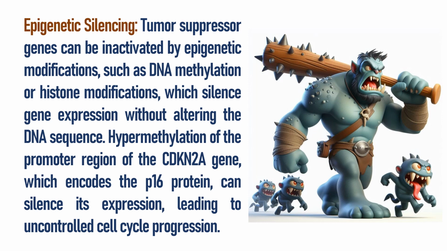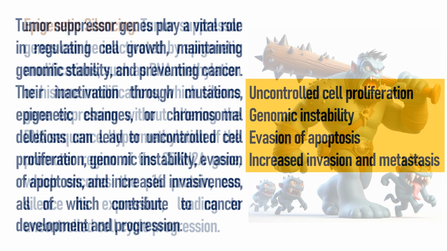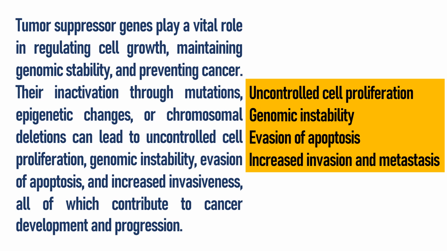Epigenetic silencing. Tumor suppressor genes can be inactivated by epigenetic modifications, such as DNA methylation or histone modifications, which silence gene expression without altering the DNA sequence. Hypermethylation of the promoter region of the CDKN2A gene, which encodes the p16 protein, can silence its expression, leading to uncontrolled cell cycle progression.